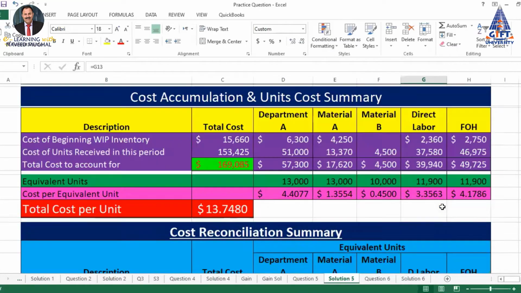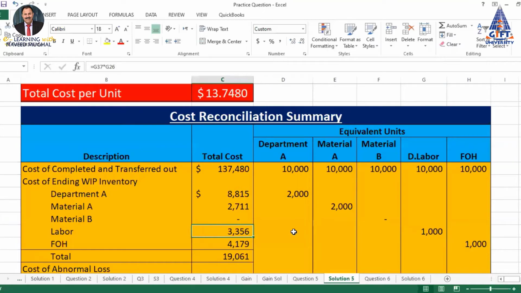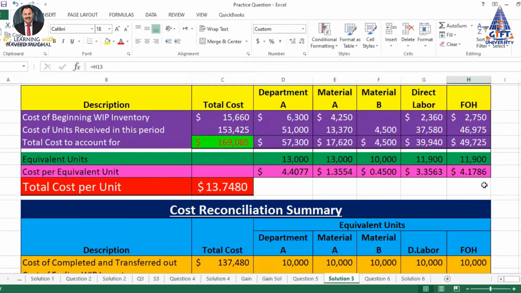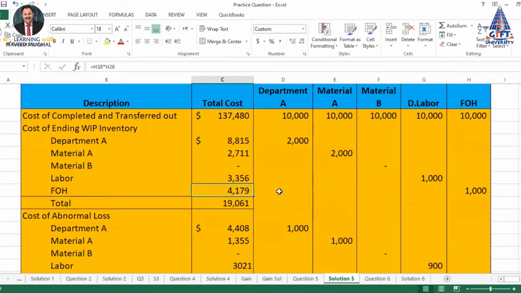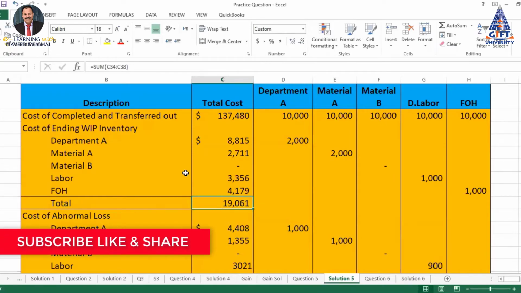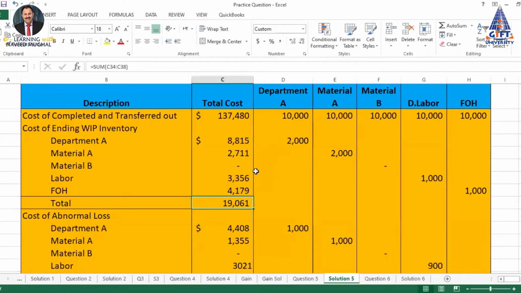And that is 1000 multiplied by 3.5563, that is 3356. And that is 1000 multiplied by 4.1786, that is 4179. When we total these figures, we will have 19,061. That is the total cost of ending work in process inventory, which will be shown in our balance sheet.